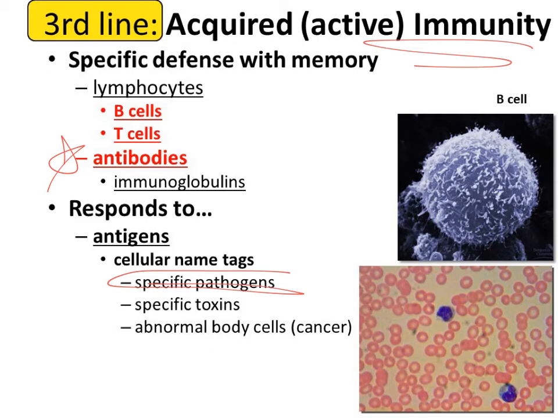We talked about how the flu is a highly mutatable disease. So there are many different versions of the flu and it changes from year to year. That's why you have to get a flu shot every year, or you can get sick with it, because those cellular name tags are different from year to year.